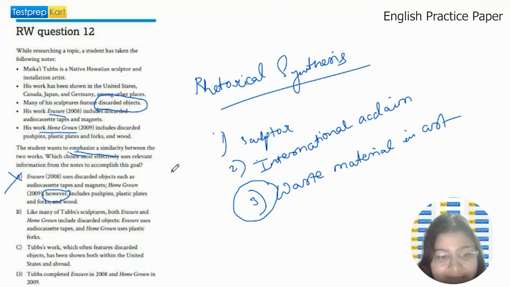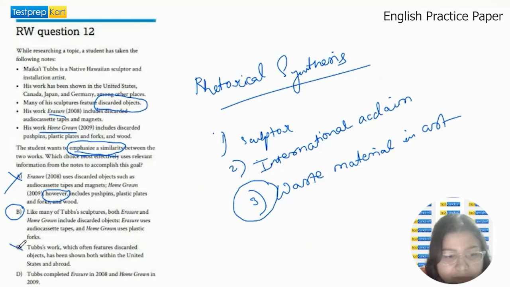All right, B says, like many of Tubbs' sculptures, both Erasure and Homegrown include discarded objects. Erasure uses audio cassette tapes and Homegrown uses plastic forks. This seems like the correct answer. Let's keep reading. C says, Tubbs' work, which often featured discarded objects, has been shown both within the United States and abroad. This actually summarizes the passage very beautifully, but this doesn't answer our question. The question was to emphasize a similarity between the 2 works.